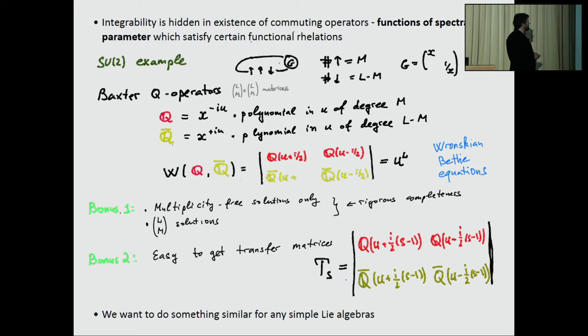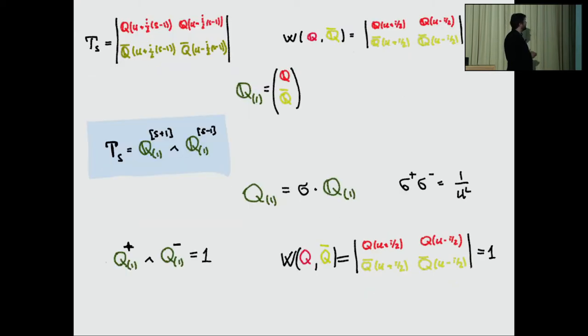Right, so there are two bonuses to doing this logic. First, there are actually rigorous statements about completeness for these systems. Those who try to solve Bethe equations know that they have problems. This equation doesn't have problems. It always has the correct number of solutions. This was proven by Mukhin, Tarasov and Varchenko in 2009. And bonus number two: if you have two Q functions, you can easily construct all the transfer matrices. So it's a very compact formulation. So this is a type of Q system, a very simple one, and you want to do something similar for any simple algebra. And this is what I mean by Q system.